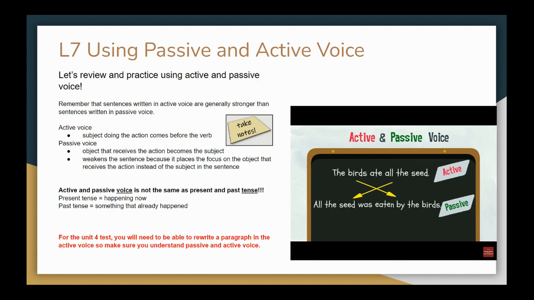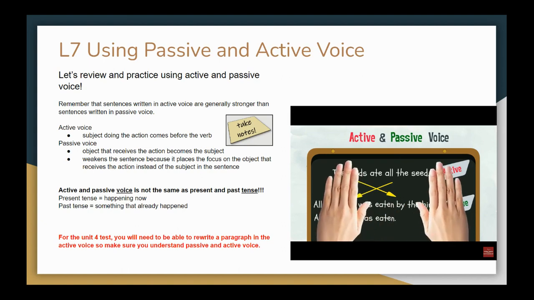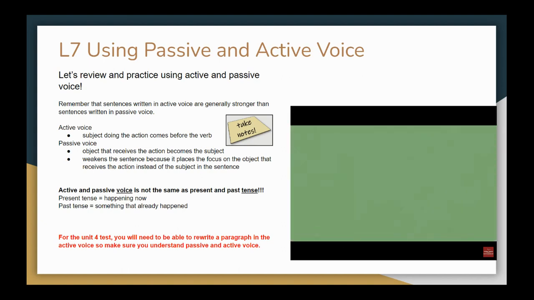In passive voice, the focus shifts from the person or thing performing the action to the result of the action. For this reason, the agent is often left out altogether. For example, we could write, all the seed was eaten. In everyday writing and speech, active voice is more common than passive voice. But passive voice is important. Let's have a look at when passive voice is used.